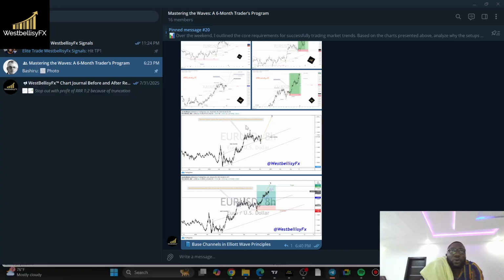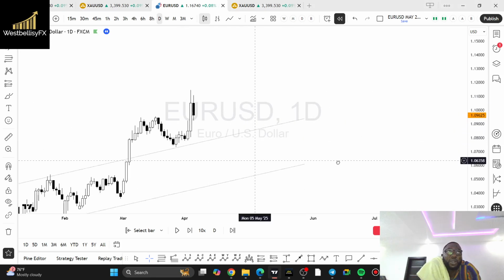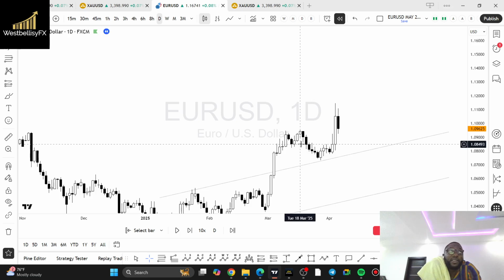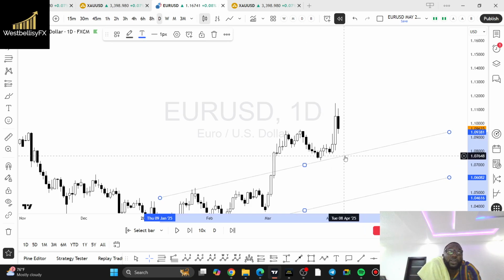Okay. Now, things you can have are the waveforms. You can have several formations. It can be complex, it can be easy. Your priority is that it does not overlap wave one. It does not go below the upper trend line that you draw in the base channel.